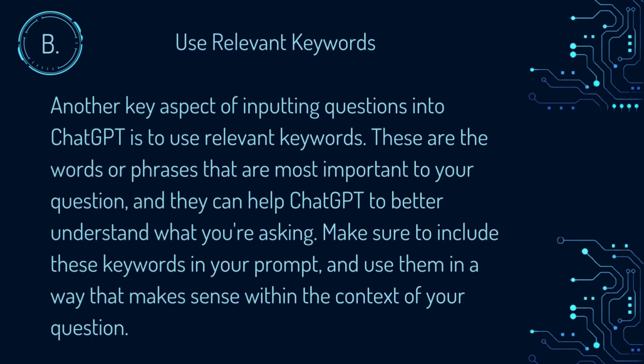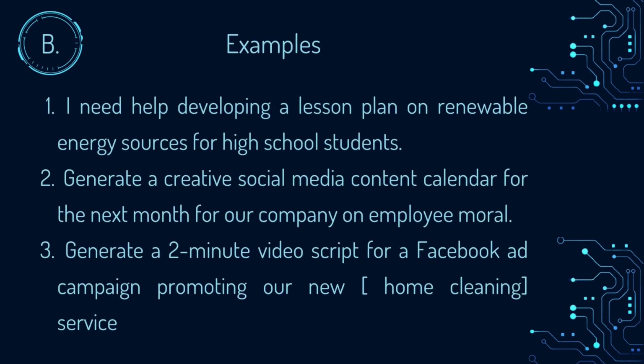Another key aspect of inputting questions into ChatGPT is to use relevant keywords. These are the words or phrases that are most important to your question, and they can help ChatGPT to better understand what you're asking. Make sure to include these keywords in your prompt, and use them in a way that makes sense within the context of your question. For example, you can form your prompt by saying, "I need help developing a lesson plan on renewable energy sources for high school students." Or you can ask ChatGPT to generate a creative social media content calendar for the next month for your company on employee morale. Or generate a 2-minute video script for a Facebook ad campaign promoting your new home cleaning services.